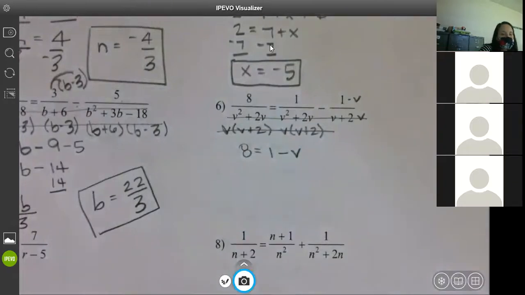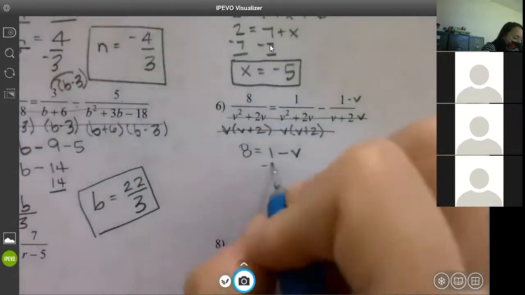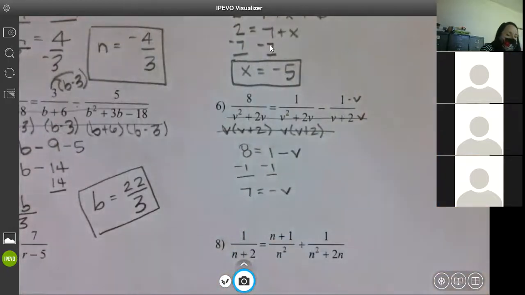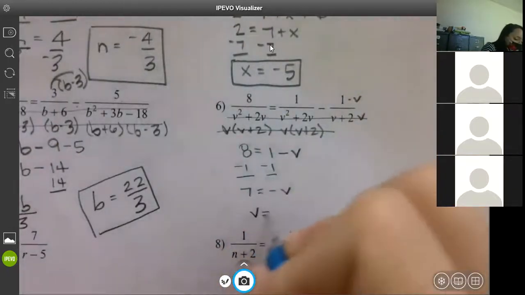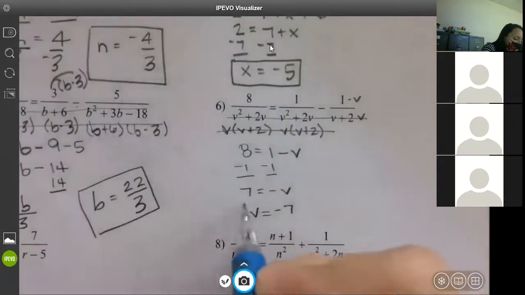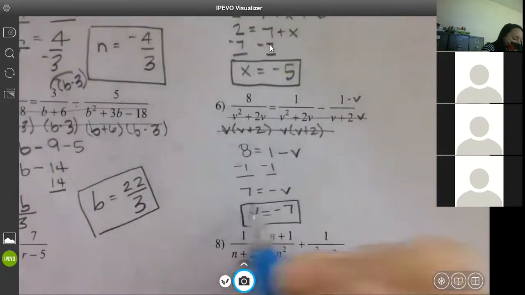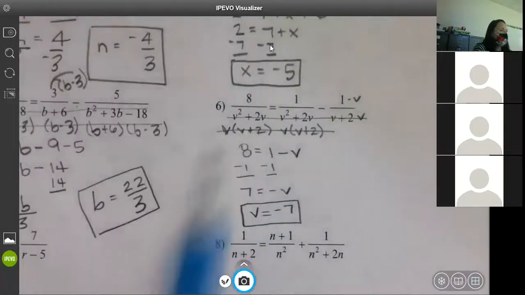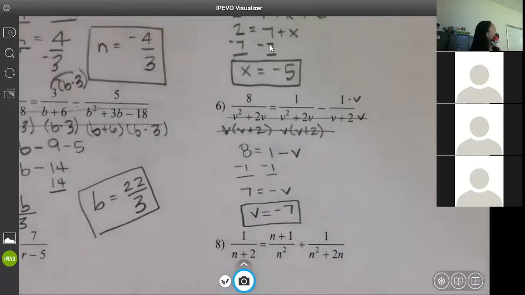How do I solve? Subtract 1. I get 7 equals -v. Divide by -1 or just change the sign. So I get v equals -7. Now where I plug that in, -7 is -7. -7 plus 2 is -5. No zeros. There are no zeros.